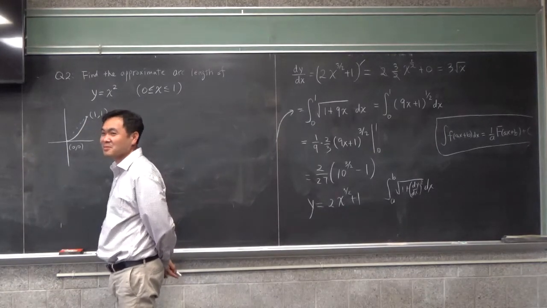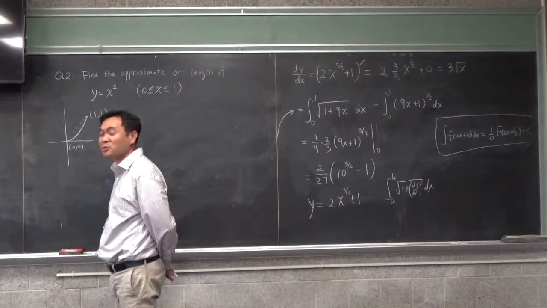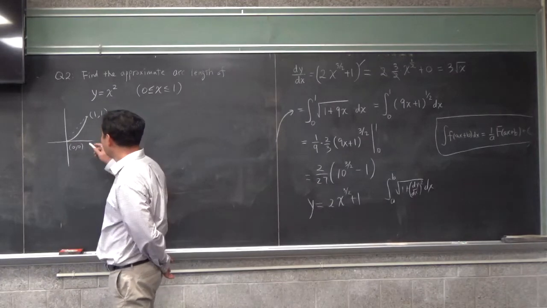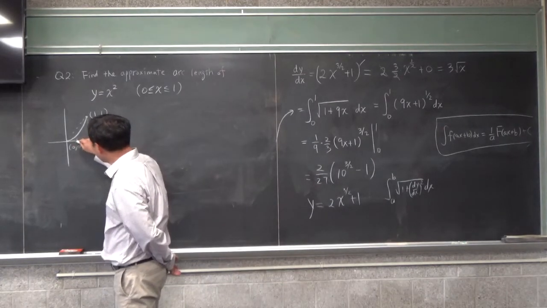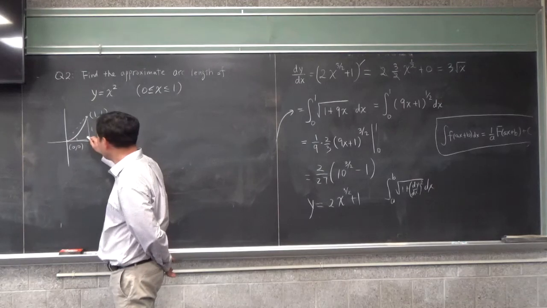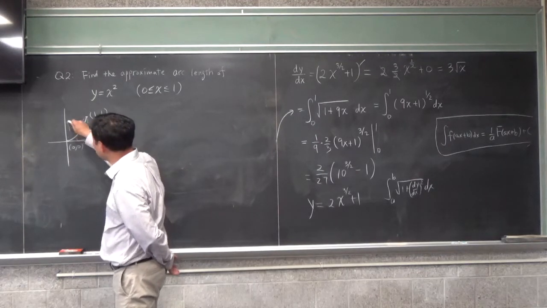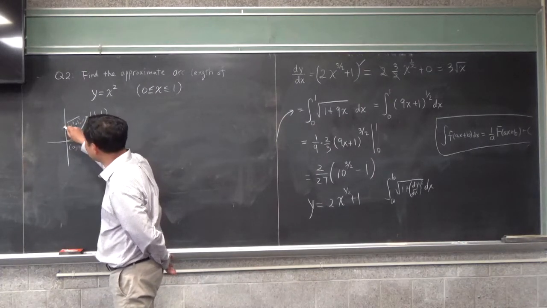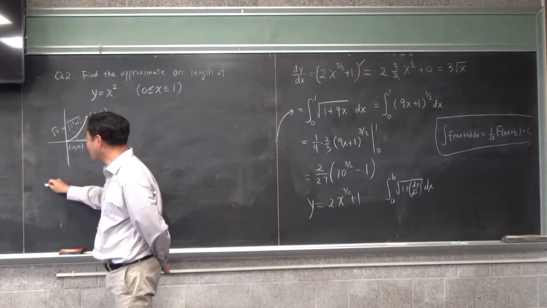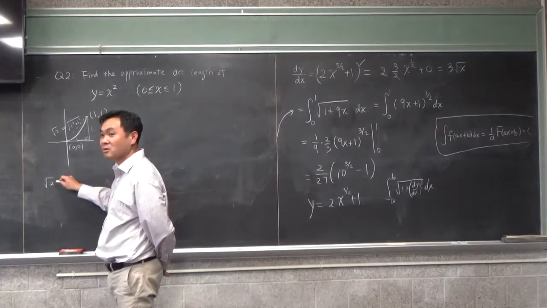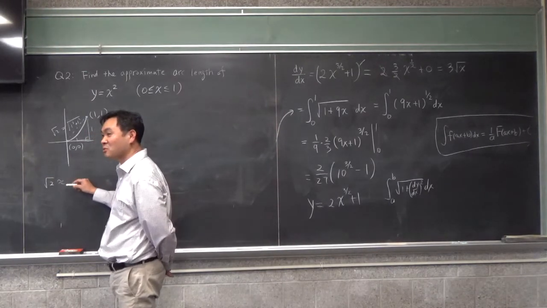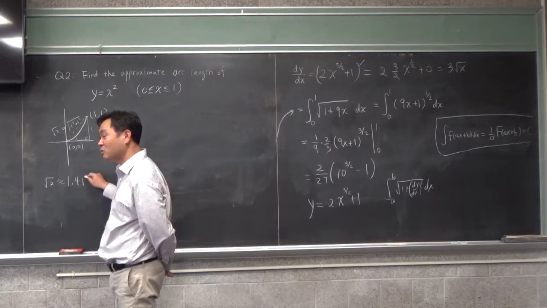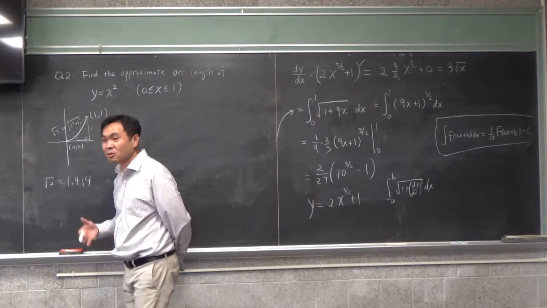It's the square root of 1 squared plus 1 squared. So this side will be the square root of 2. What is the value of the square root of 2? It's approximately 1.414.